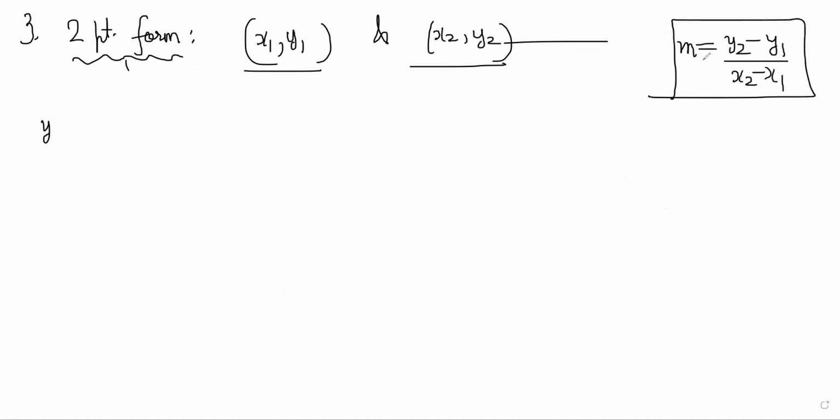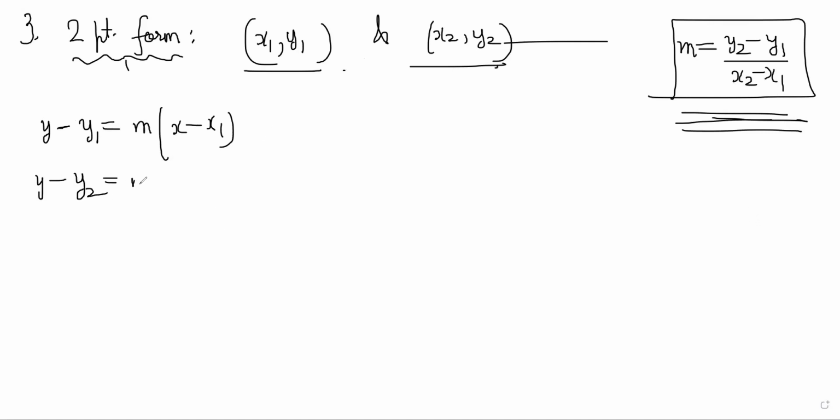So let's say you are given 2 points. I will find first the slope, and then I know 2 points and the slope, right? So I'll use point slope form now. I can write this as m times (x minus x1), where m is this thing, right? You could also have done y minus y2 is equal to m times (x minus x2). It will always give the same equation, whichever point you use.